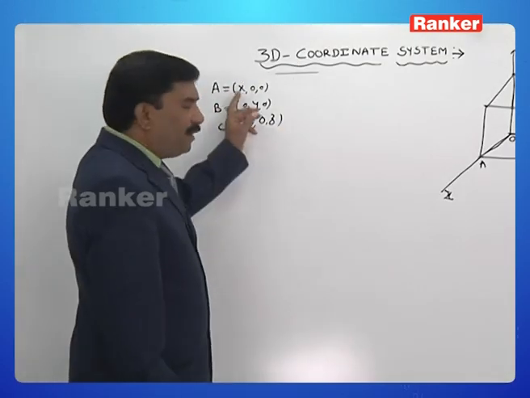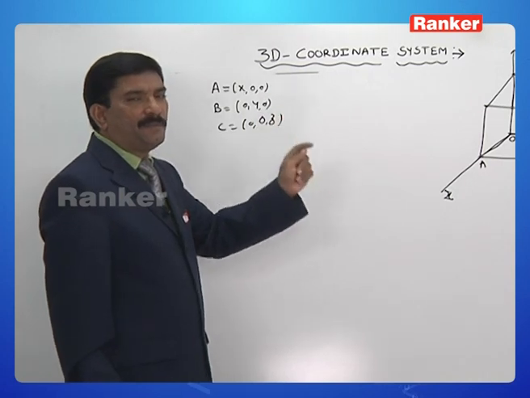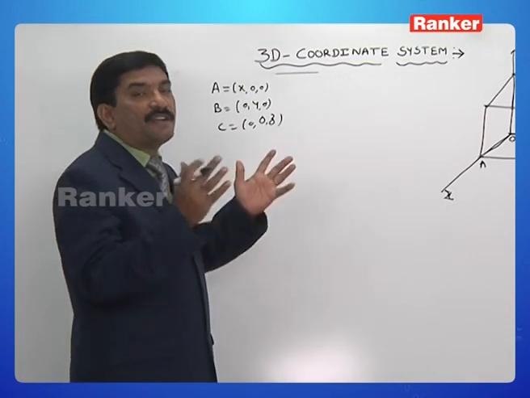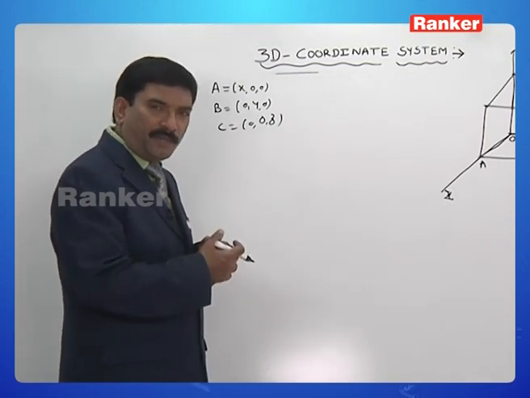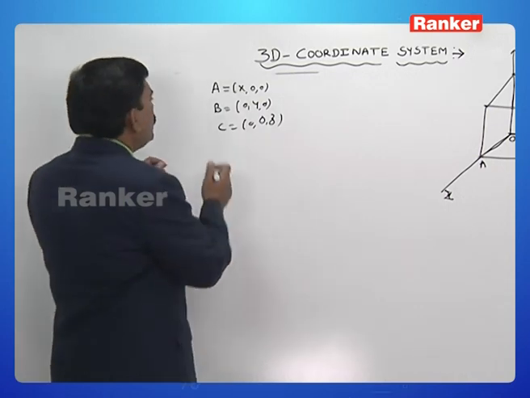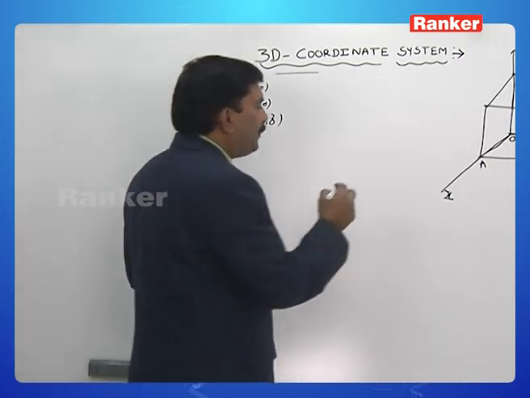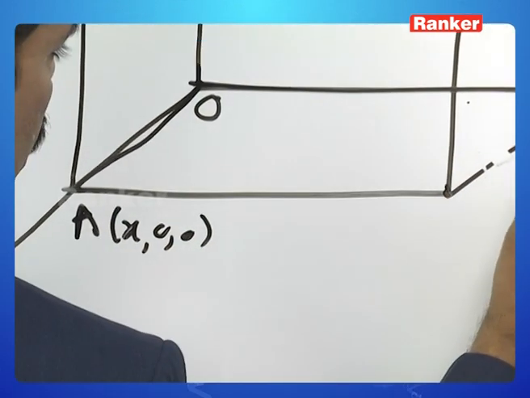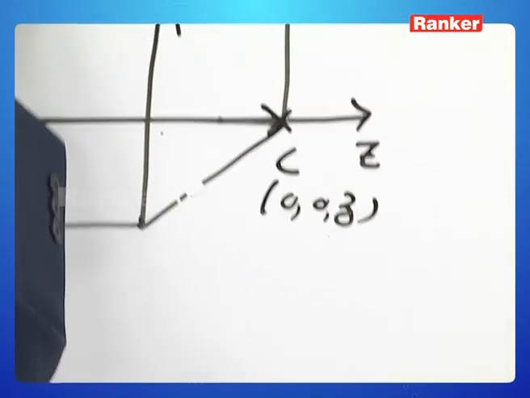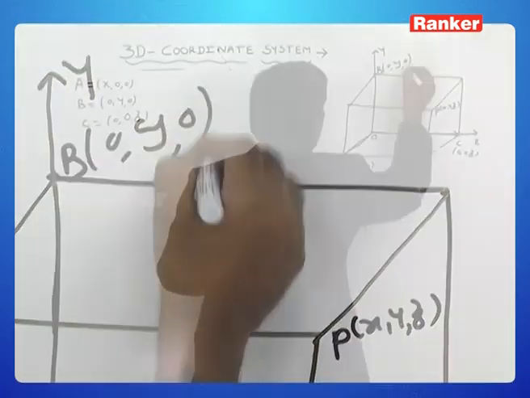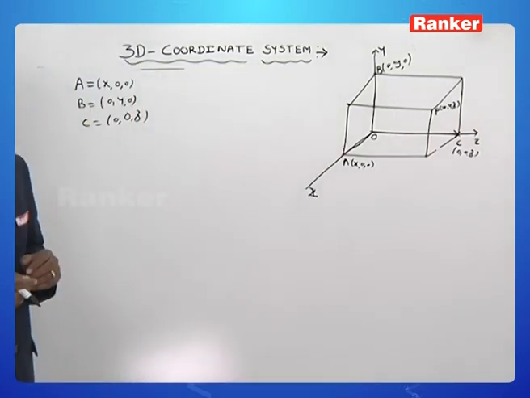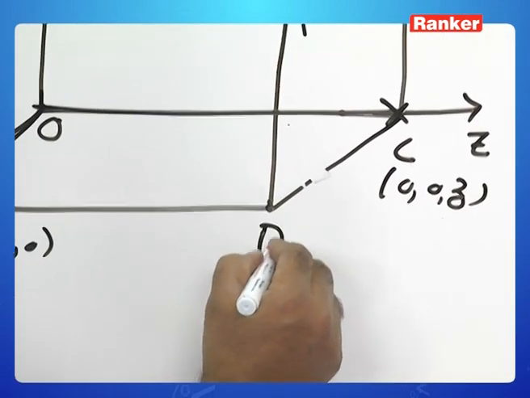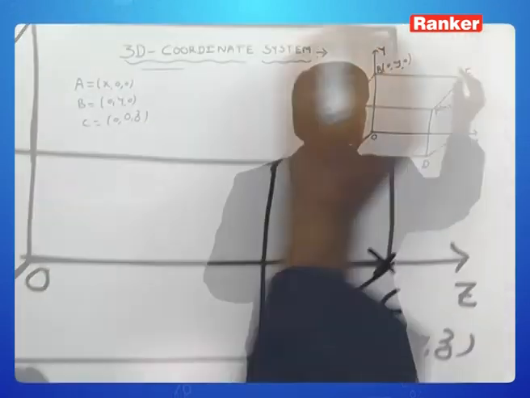What we call A, B, C are the feet of the perpendiculars from a point P in space on the x-axis, y-axis, z-axis. So these are the feet of the perpendiculars. I can write this one as x comma 0 comma 0, this is 0 comma 0 comma z, this is 0 comma y comma 0. Right? So now I can take this as P, OA, that is D, E, and F.